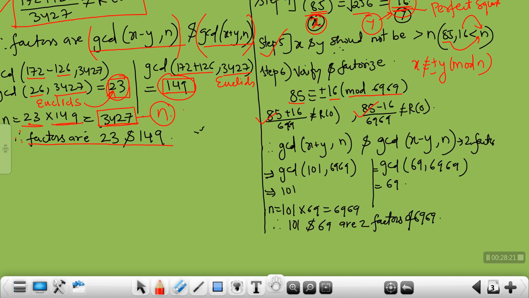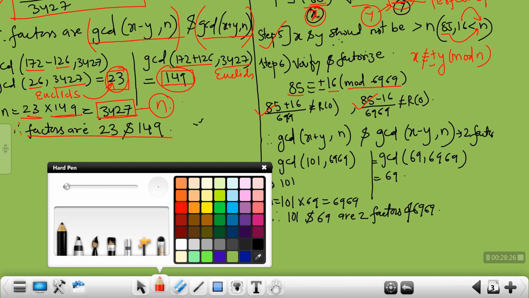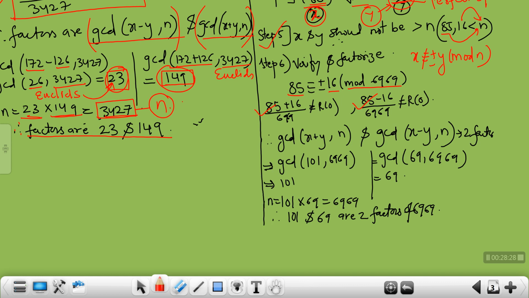The moment I satisfy the equation, what do I do? I need to calculate two factors now. So how do I calculate these two factors? GCD of x plus y comma n and GCD of x minus y comma n. So these are the two factors.